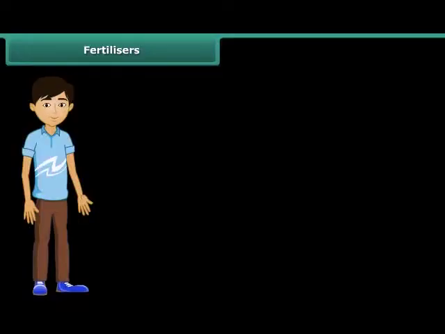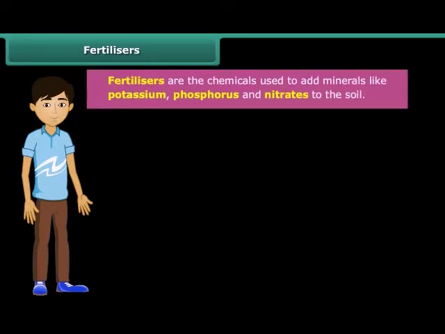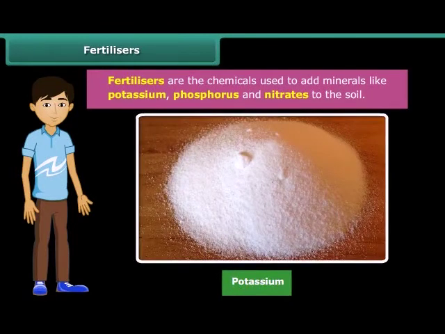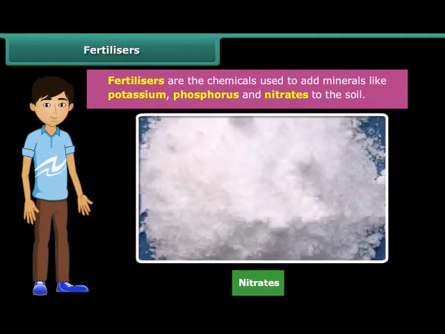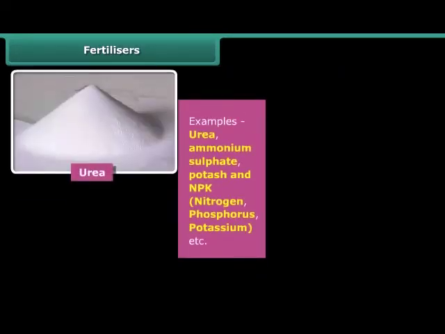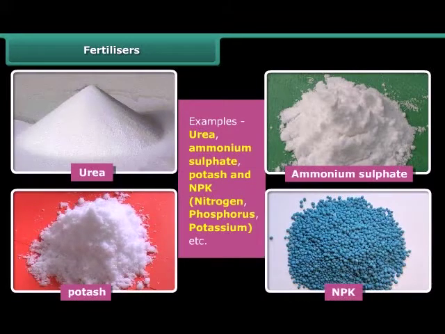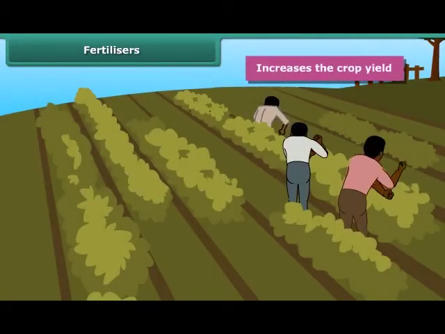Like manure, fertilizers are also used in replenishing the lost nutrients and minerals in the soil. Fertilizers are the chemicals used to add minerals like potassium, phosphorus, and nitrates to the soil. Fertilizers are produced in factories. Some examples of fertilizers are urea, ammonium sulfate, potash, and NPK: nitrogen, phosphorus, and potassium. The use of fertilizers increases the crop yield.